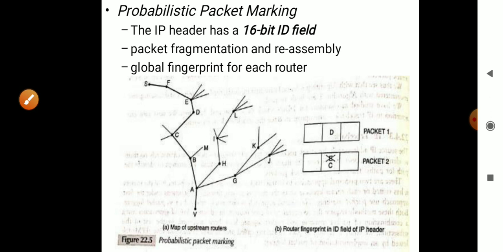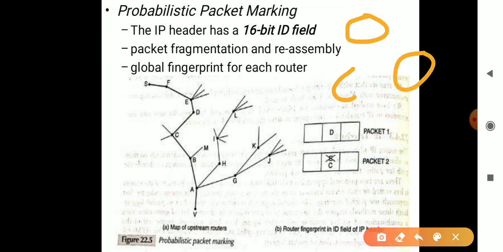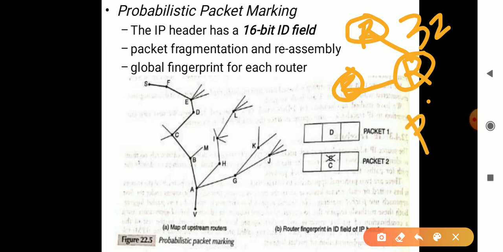The first one is probabilistic packet marking. When I say packet marking, it means that for every router the packet is transferred through, it is going to write the router's address wherever it is visiting. Every router has a 32-bit IP address. If this has to be written into each packet, then obviously the payload is going to increase.